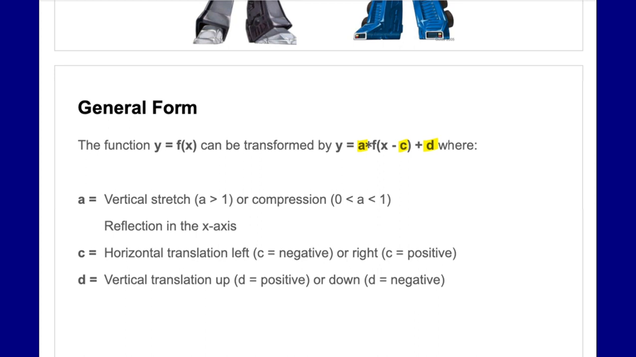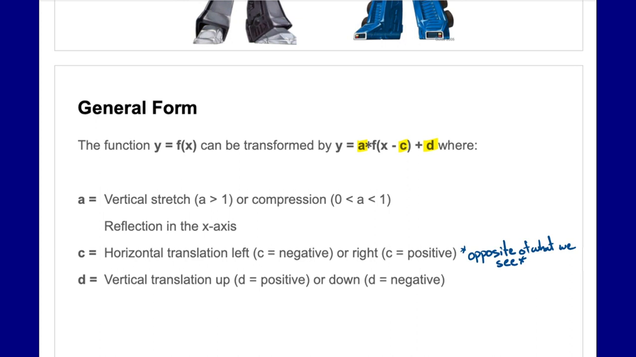C represents a horizontal translation, a shift left if c is negative, or right if it's positive. Again, remember for the c value, because it's in the brackets, it's the opposite of what we see. Same thing as it has been for the sine wave and for the quadratic function.